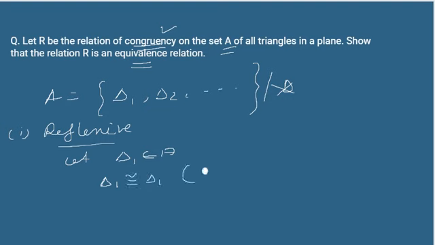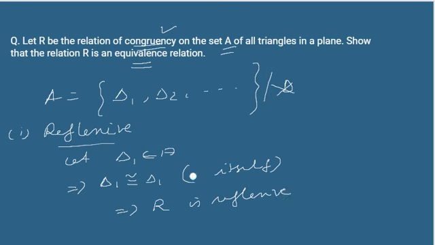What is the reason? Every triangle is congruent to itself. That is the reason: triangle 1 is congruent to triangle 1. So what you can say? Triangle 1 belongs to A implies triangle 1 is congruent to triangle 1. So this implies congruency. Our relation is congruency. R is reflexive.